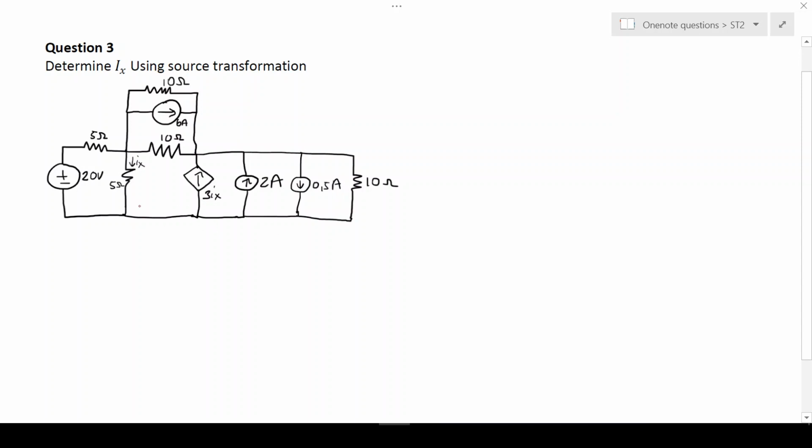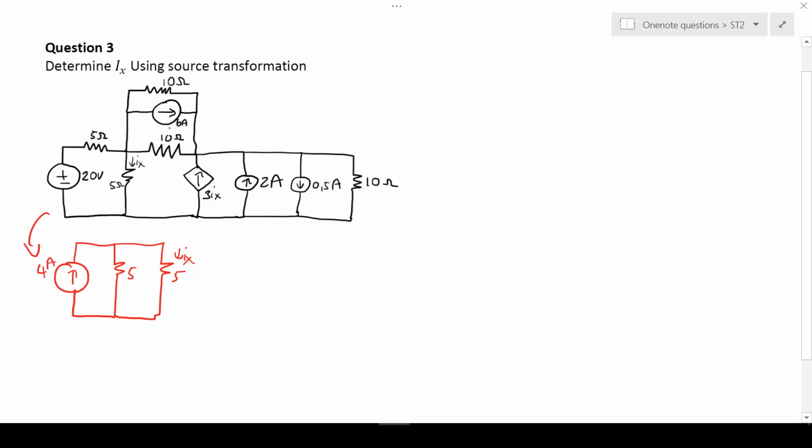So we are then going to simplify this circuit to a point where we can calculate the value of Ix. I'm going to start on the left hand side by converting this voltage source in series with a resistor to a current source that's in parallel with the resistor. The value of the current source will be 20 divided by 5, which is 4 amps, in parallel with the 5 ohms, and the 5 ohms, and that's Ix. I won't interfere with this resistor because I am trying to determine the current flowing through that resistor.